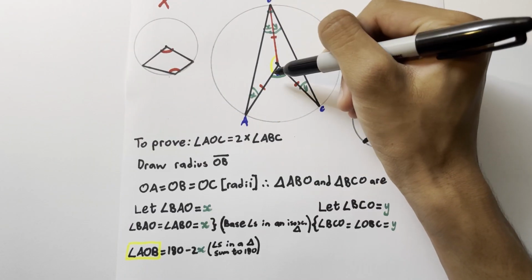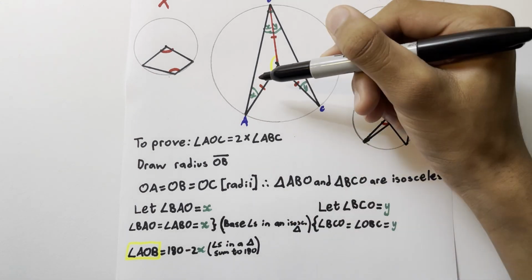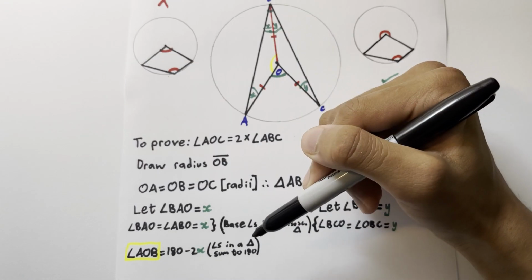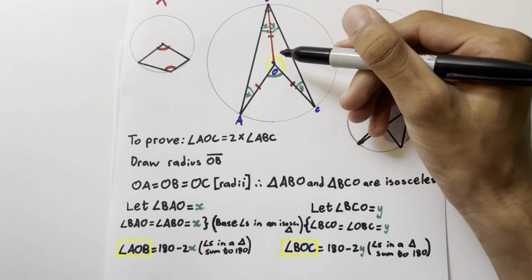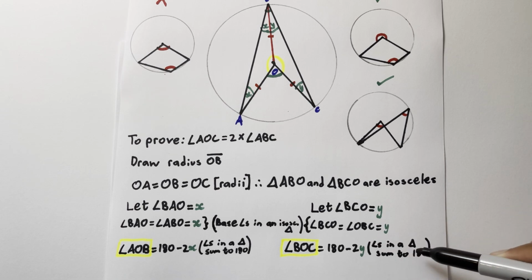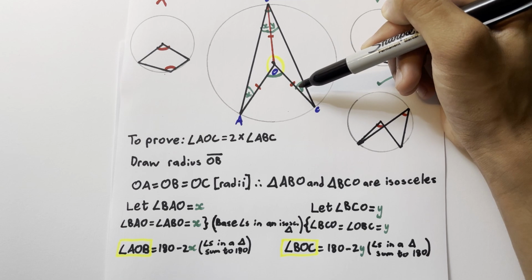Angle AOB, which is marked out in yellow, is thus 180 minus 2x, because this angle is x, and the angles in the triangle sum to 180 degrees. Similarly, angle BOC is 180 minus 2y, again because the angles in the triangle sum to 180, and we've got a y there and a y there.